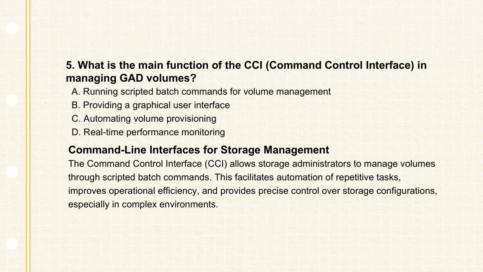Now, the next concept the source brings up is CCI, the Command Control Interface. It asks about its main function, especially when you're managing GAD volumes. What does the source say CCI is mostly used for? The source describes it as a command line tool. Its main function, particularly with GAD volumes, is running scripted batch commands for managing those volumes. The explanation emphasizes that this is key for automation, and also for allowing really precise control over the volumes. Command line and scripting immediately make you think automation and fine-grained control, super important in complex setups.